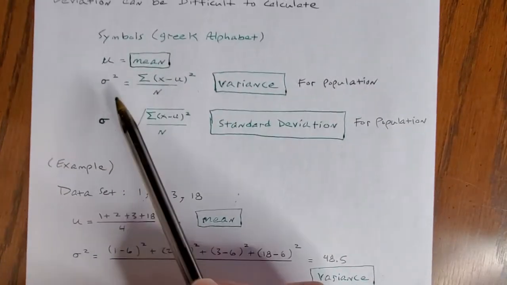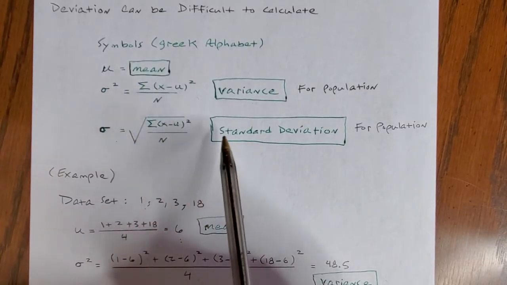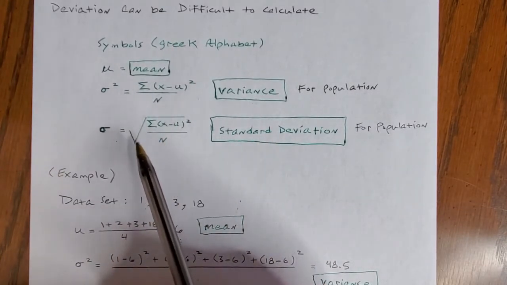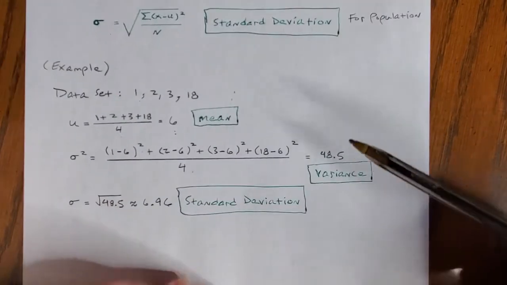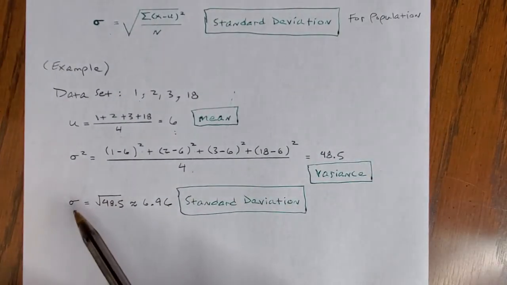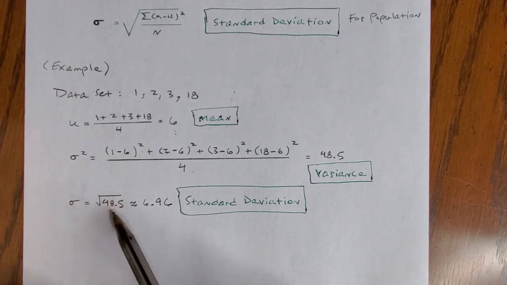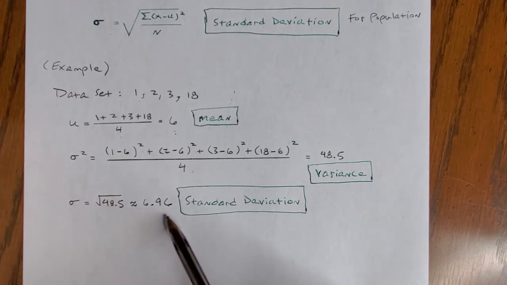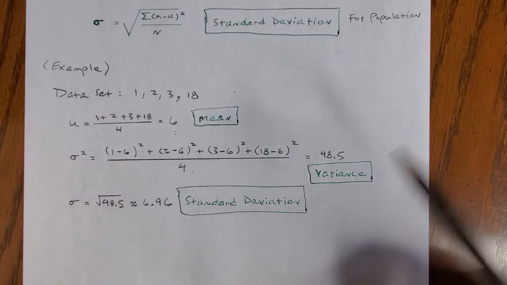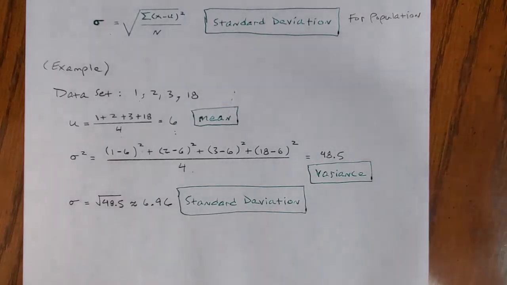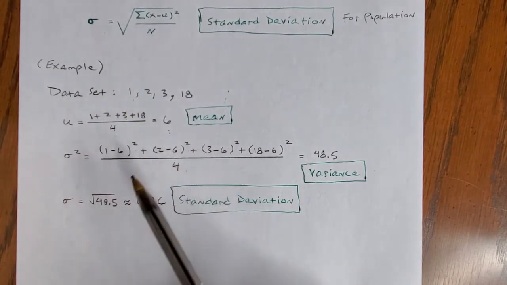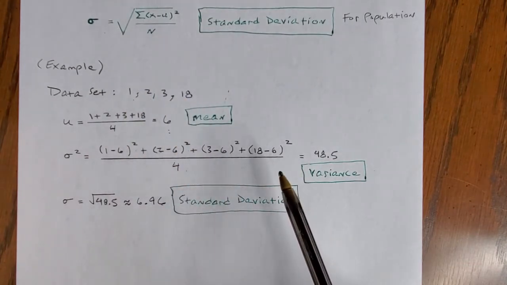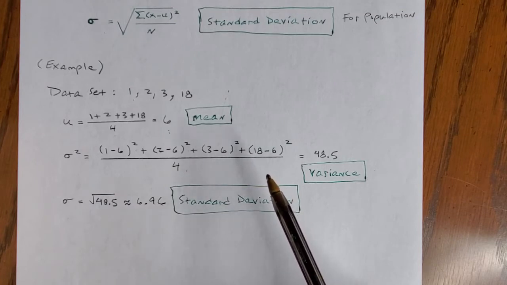And then all you do to find the standard deviation is take the square root of the variance. So the standard deviation, sigma, will be the square root of 48.5, which is about 6.96. Okay, so maybe not so bad. If I had a data set with 50 entries, doing it on paper would be much harder, and I would want to use Excel or StatCrunch or something like that.